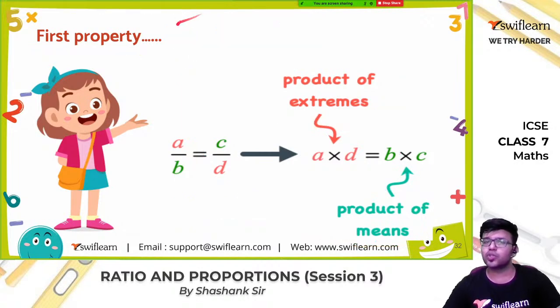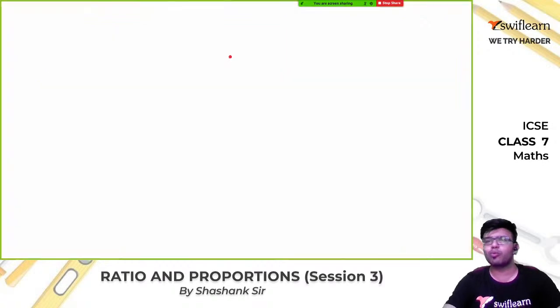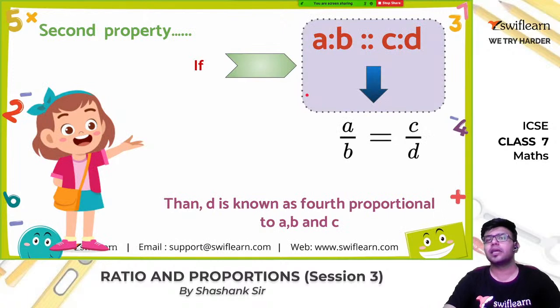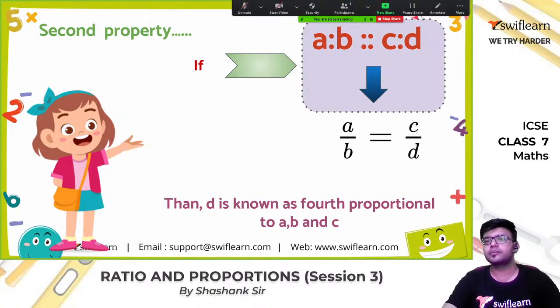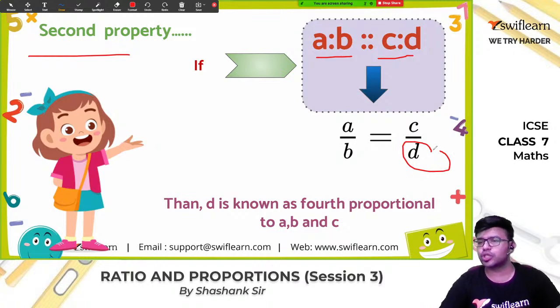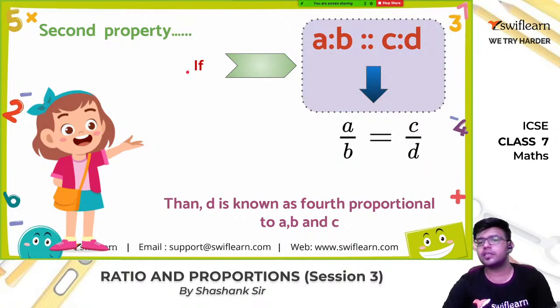So this is the first property. What is the first property? If two ratios are in proportion, the product of extremes is equal to the product of means. And the second property: if A is to B as C is to D, then A by B is equal to C by D. Then D is known as the fourth proportional to A, B, C.